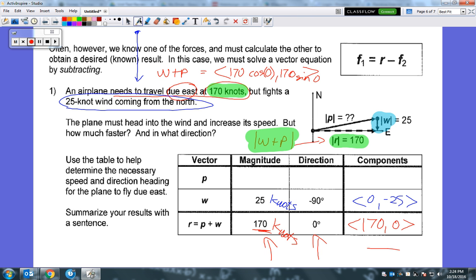So now all you have to do is just subtract the resultant minus the one that you know, and the one that we know is the wind. And then you should finally get 170 minus 0 is 170, and then 0 minus that negative 25 is a positive 25, which makes sense because it would cancel if you were to add them and check.